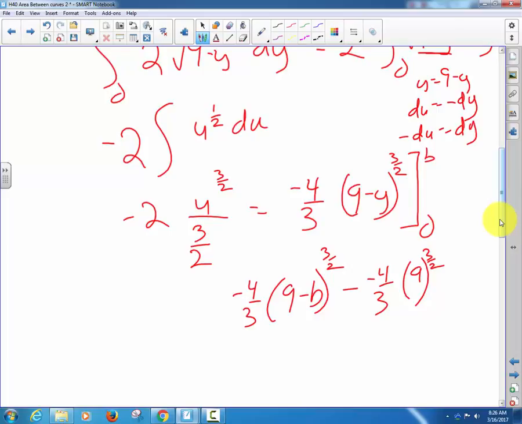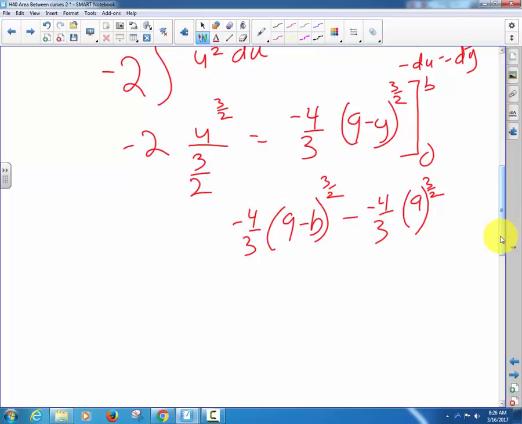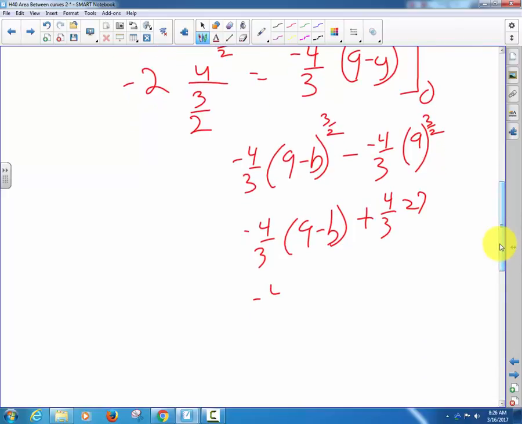All right, and the square root of 9 is 3, thank you. 3 cubed is 27. So we're going to have negative 4/3, 9 minus b, plus, we said that's going to be 4/3 of 27. So that becomes negative 4/3, 9 minus b, and I left the 3/2 off. I see that now. Plus 36. We still need to figure out what b will be, though.